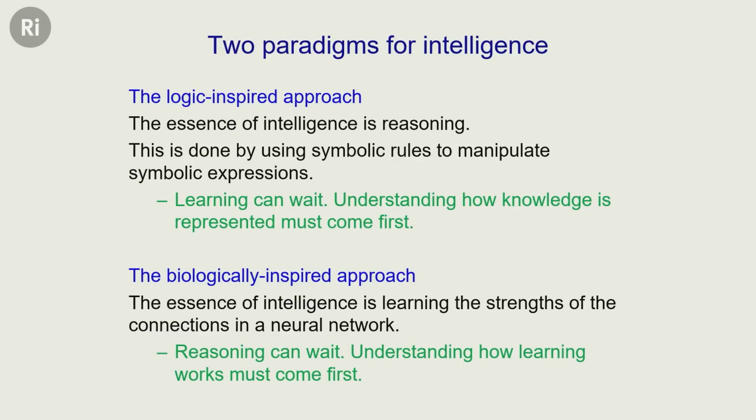Then there was the biologically inspired approach, where the essence of intelligence is learning in a network of brain cells, in us real ones, in computer simulated ones. And reasoning can wait till later. We first have to understand how learning works. There were a few early proponents of that, in particular Turing and von Neumann, and you couldn't really accuse them of not understanding logic.